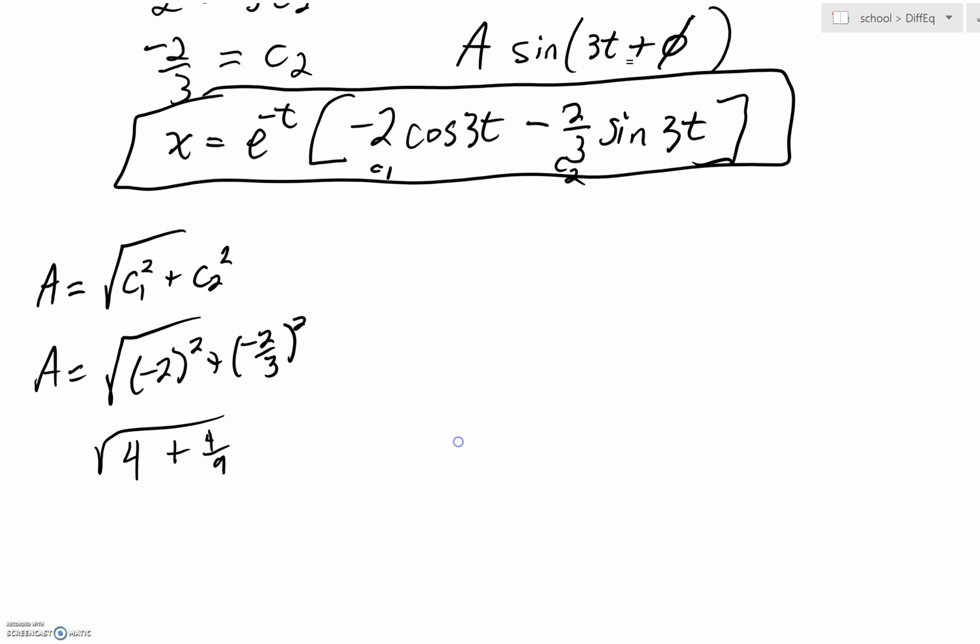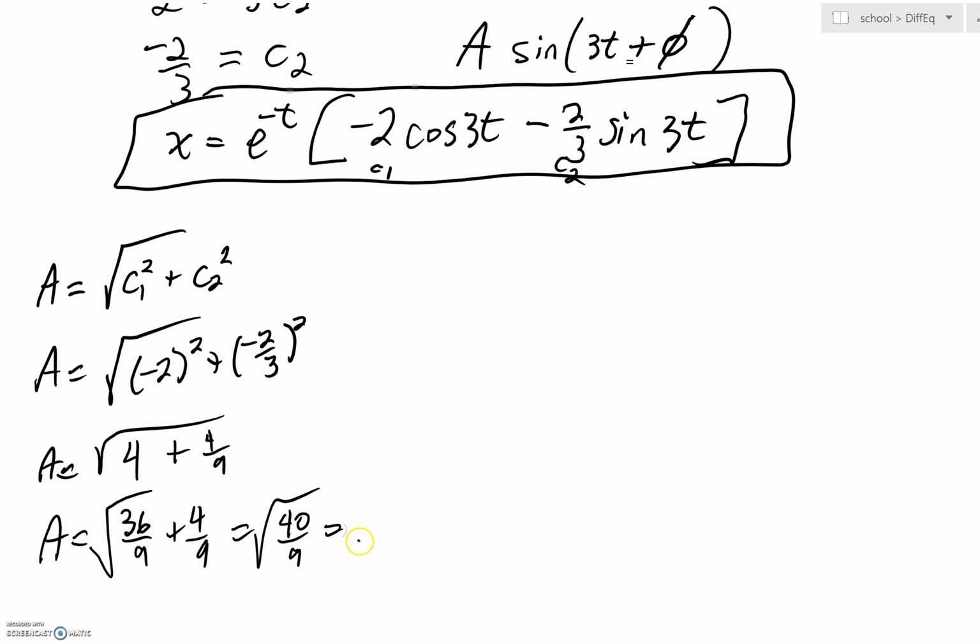Getting this to work out, 9 times 4 is 36, so that's 36/9 plus 4/9. That's the square root of 40 all over 9. We know that the square root of 9 is 3. The square root of 40 is 2 root 10. So, wow, we're well on our way to finishing this up. But what else do we have to do? Real quickly, we're just going to have to find what phi is. It looks like we're just about to run out of time, so we're going to have to finish up the video in just a moment with that.